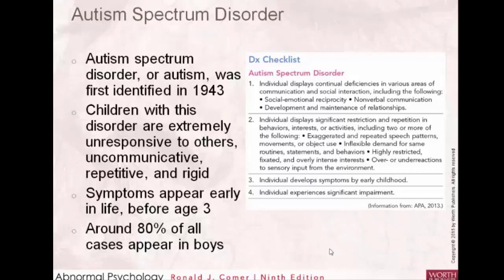What I will say is that a lot of the early research linking autism spectrum symptoms and vaccines was falsified or was not done well. And so I would encourage you to look critically into this issue before you make a decision one way or the other. So getting back to the symptoms here, you see the criteria.